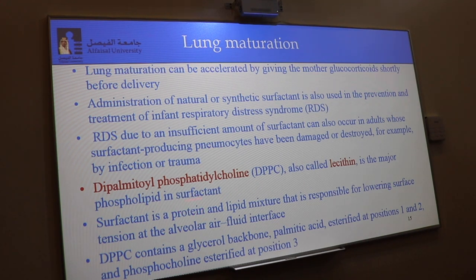What is the surfactant? The surfactant is a mixture of protein and lipid, and it's responsible for lowering the surface tension at the alveolar air-fluid interface. So this component is important in the lung. That's why we mentioned that one of the functions of glycerophospholipid is that it is a component of the lung surfactant. We mentioned the structure before. It contains palmitic acid esterified at position number 1 and number 2, and phosphocholine esterified at position number 3.